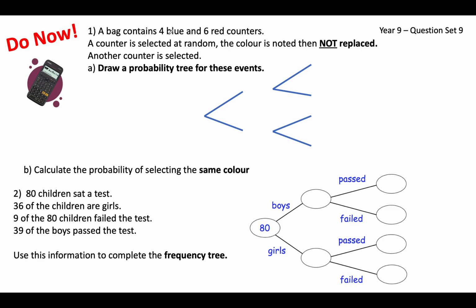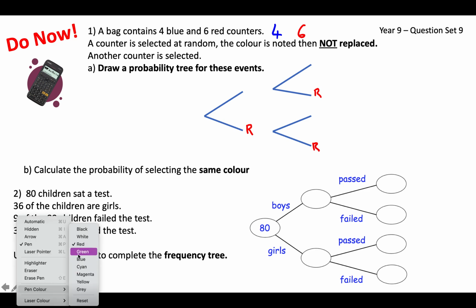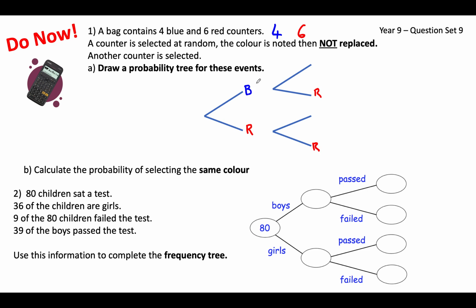Right, so our bag contains 4 blue and 6 red counters. So there are 4 blue, let's get some color on this, and 6 red. Okay, so let's mark up our little probability tree. We need branches for reds, and we need branches for blues. This set of branches is the first counter I take out, and there are 4 blue and 6 red. That's a total of 10.